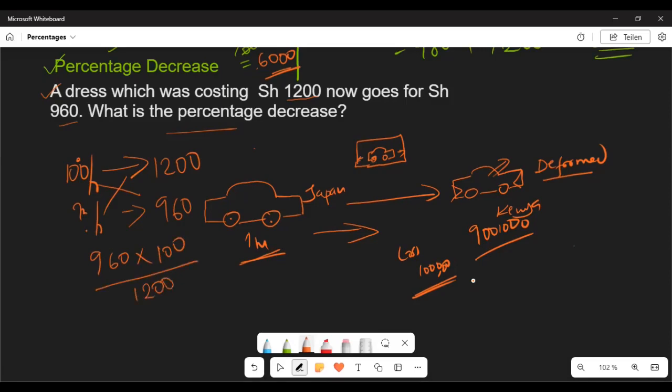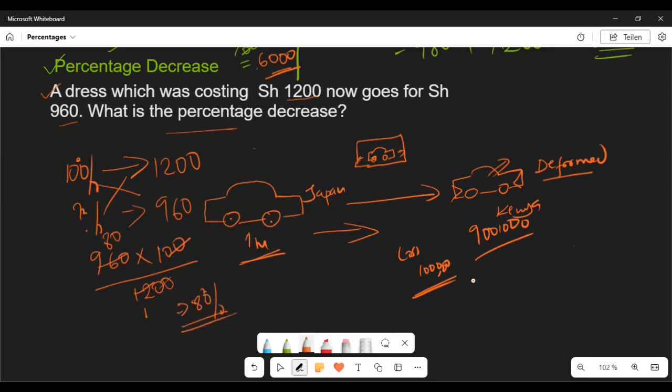You realize that two zeros cancel, and then we have 12. Now 12 goes into 12 one time, and goes into 96 eight times. So we're going to have 80. That means that the product was sold at 80% of the original price.